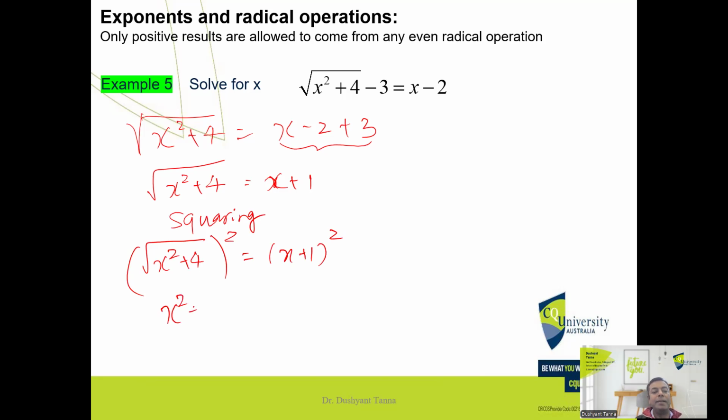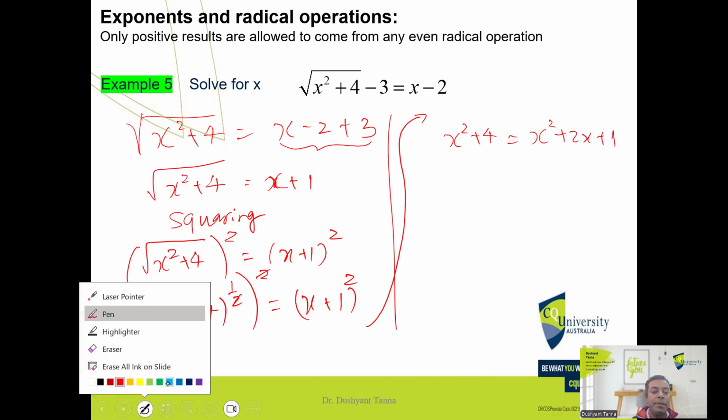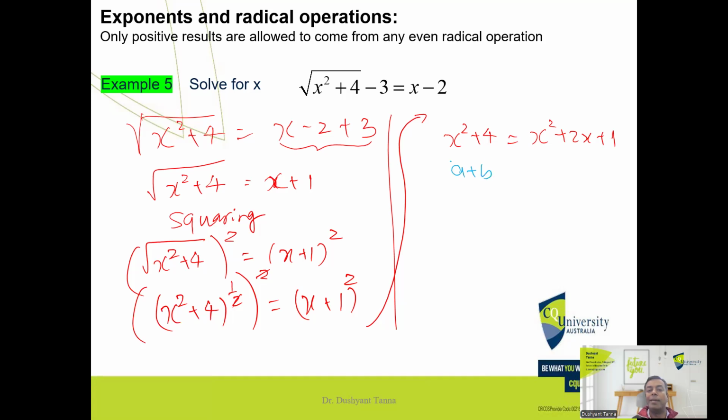Now one should realize here that this is half power and this is 2 power. Half and 2 will eventually cancel. Right? A power's power goes in multiplication. So when you multiply half times 2, they cancel out, leaving you with x squared plus 4 is equal to x squared plus 2x plus 1. Please remember that whenever you have a plus b whole square, that is a squared plus 2ab plus b squared. You cannot give individual square.